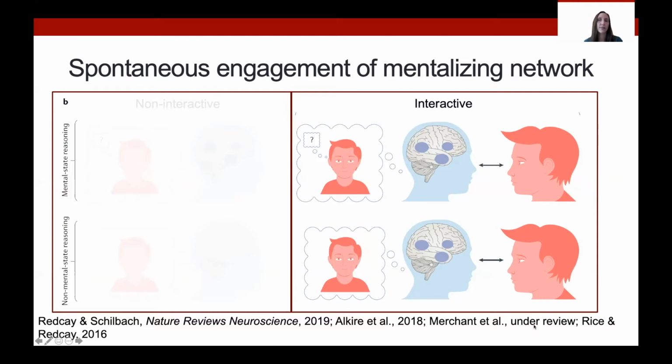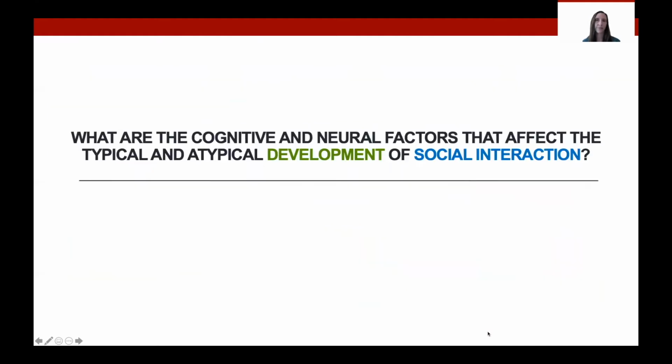So these examples and much of my prior work have really focused on that interactive context, but examining social stimuli embedded within a complex dynamic context encountered in the real world can also reveal novel insights about brain function. So just to get back to that first question I posed that really drives much of my lab's research: what are the cognitive and neural factors that affect the typical and atypical development of social interaction? In this talk, I'll discuss how we've used naturalistic approaches to address this question.